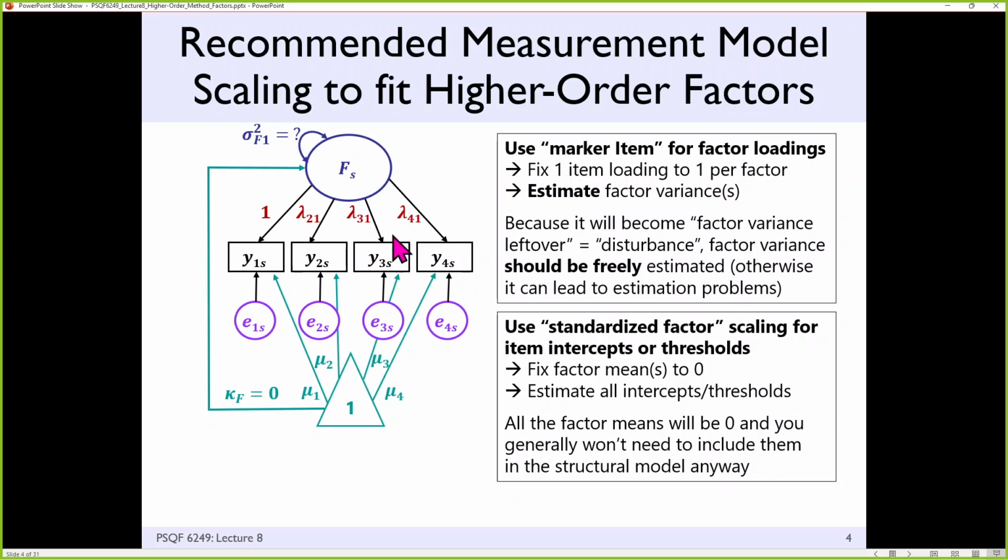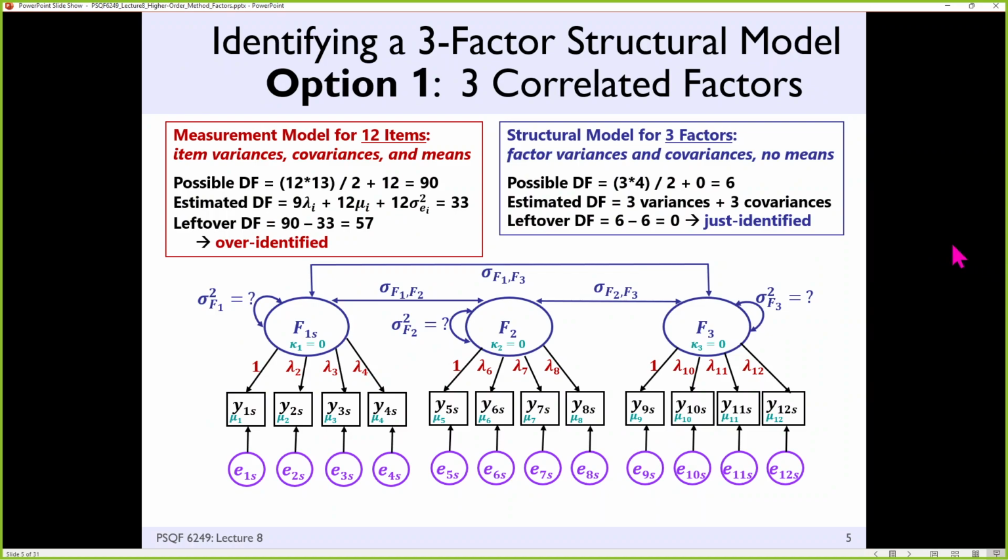Okay. So here's option number 1 within the possibilities leading to a higher order factor model. In this example, I have 3 factors, 3 different things. Each factor is measured by 4 items, and the first item for each factor has its loading fixed to 1. I am estimating all of the item intercepts or thresholds if this were an IFA underlying structure, as well as the factor means being fixed to 0, given that I've estimated all the intercepts. I would have error variances if this were a CFA model, not if it were an IFA model. And I have 3 estimated factor variances here. So then I have 3 possible covariances.